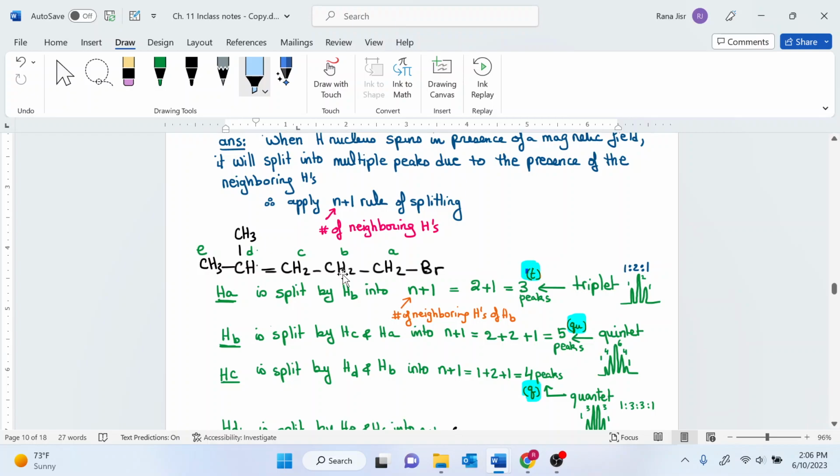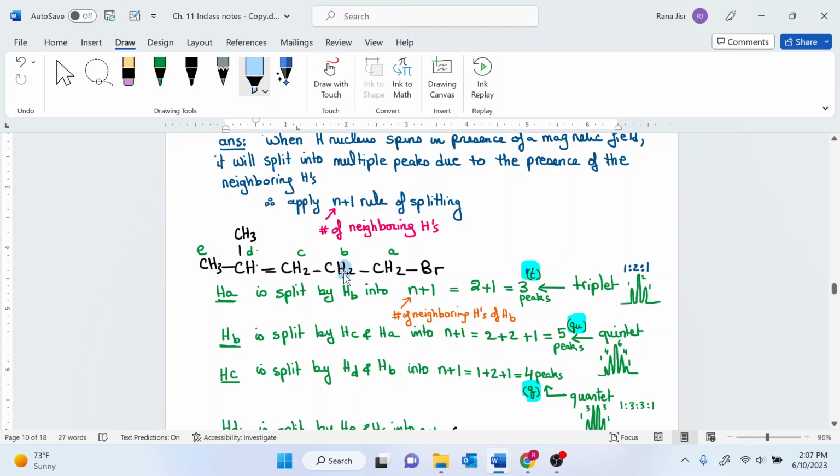So hydrogen B has 2 hydrogens in there. I apply the n+1 rule, where n is the number of neighboring hydrogens. So I have here 2 hydrogens for B that are spinning. Now these B hydrogens are going to split hydrogen A into 2 plus 1, so it's going to be 3 peaks. The intensity of the 3 peaks is 1 to 2 to 1, so we call this a triplet. 3 peaks are called a triplet, and we abbreviate it by a small t.